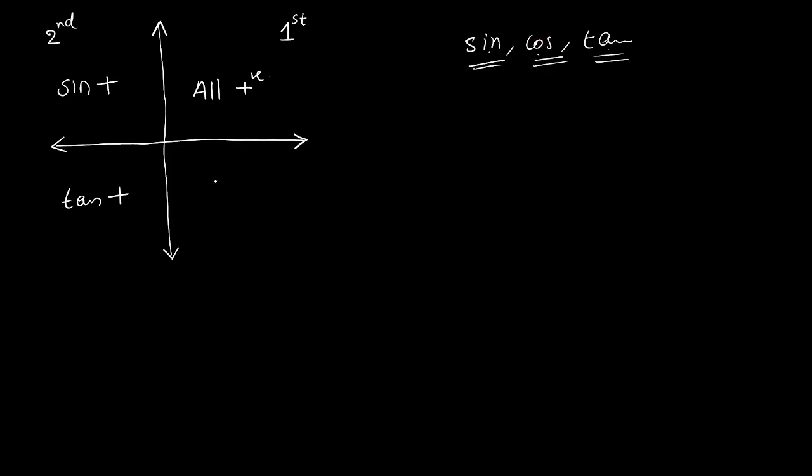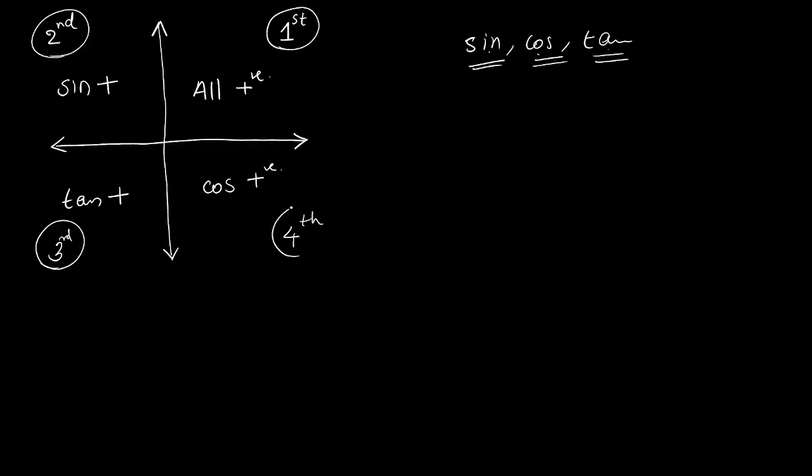These are the basics of trigonometry. Then in the fourth quadrant, cos positive means sine and tan will be negative. The first, second, third, fourth, you have to memorize this. Never forget it till the end of this chapter, and also next year we require this. In the first quadrant all positive, second quadrant sine positive, third quadrant tan positive, fourth quadrant cos positive. All sine, tan, cos. You may memorize like that.